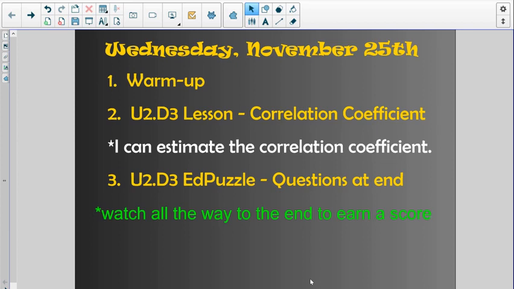For today, we're taking a look at our day 3 lesson, which is on the correlation coefficient. Our learning target today says I can estimate the correlation coefficient. And we've been talking a lot lately about looking at a scatter plot and recognizing trends. So today we're going to talk about what that trend means, the different directions that the trend has, but also how to assign a value that can help explain that trend.